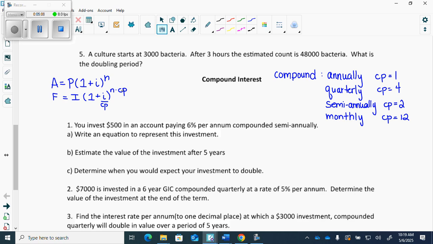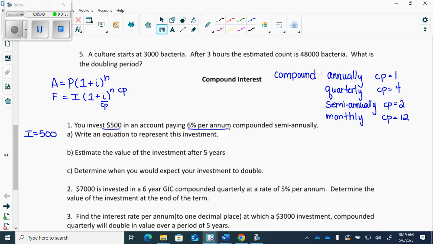So let's look at this first one. You invest $500. So is that initial or final? Initial. You're walking into the bank and you hand them $500. Okay? So we know our initial is 500. And it pays 6% per annum. Remember, per annum just means per year. It's always going to be per annum or per year. Thank them for that because it gets way more complicated if it's not.